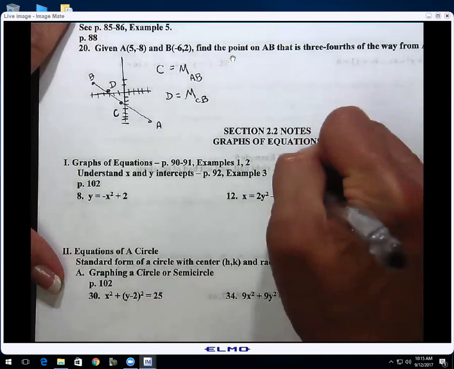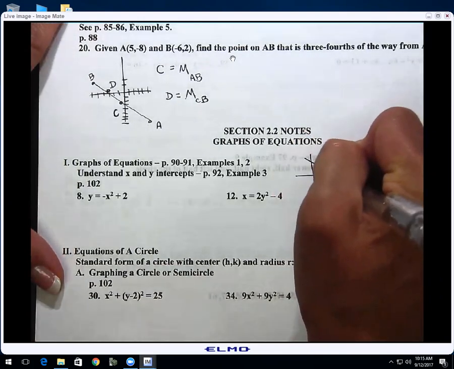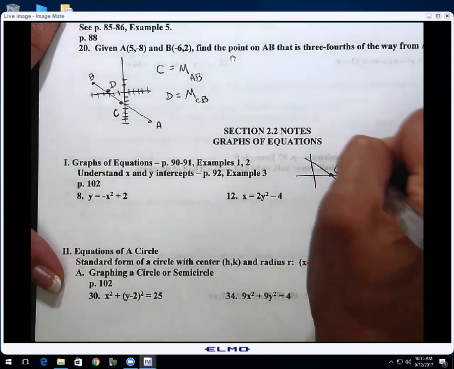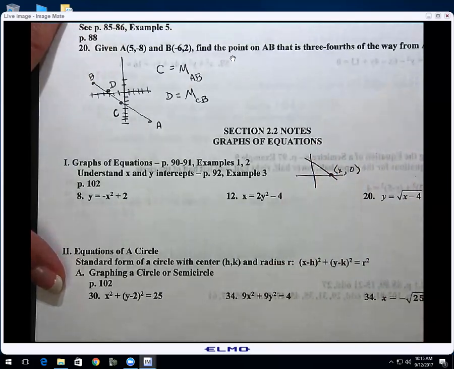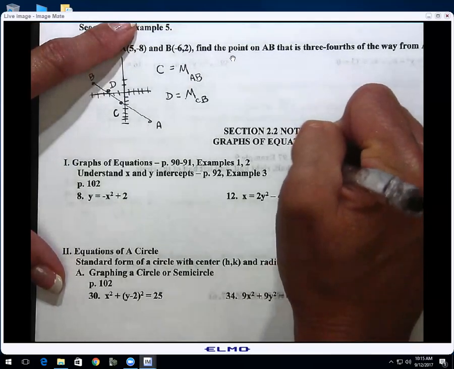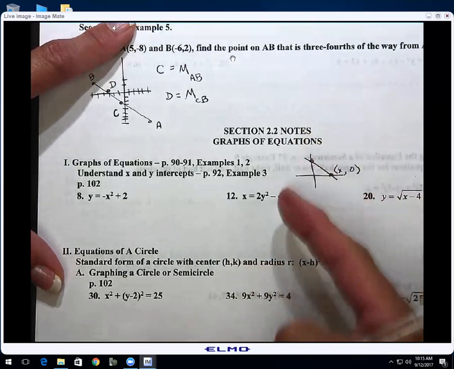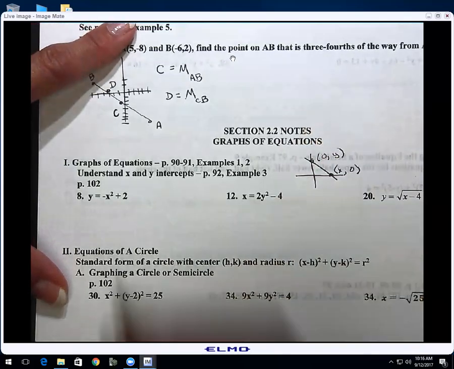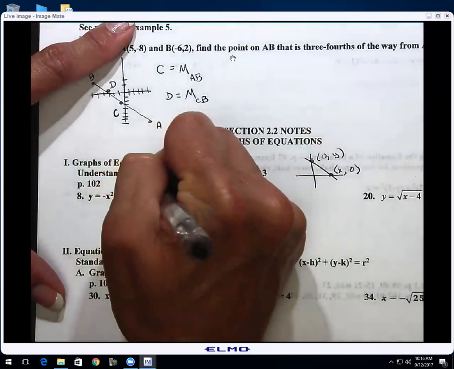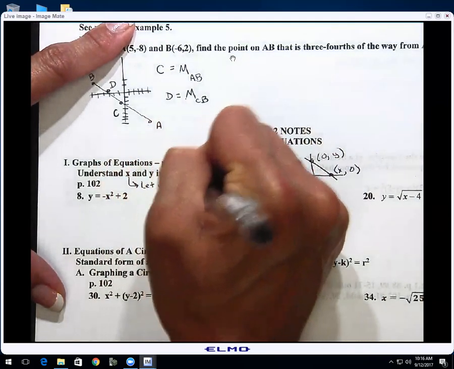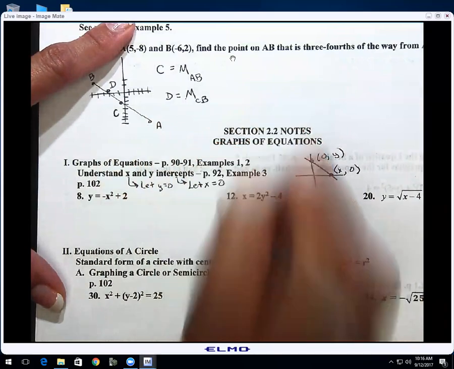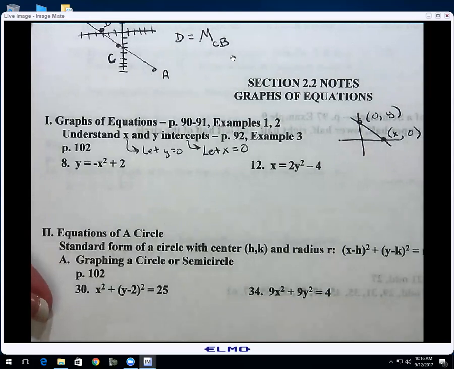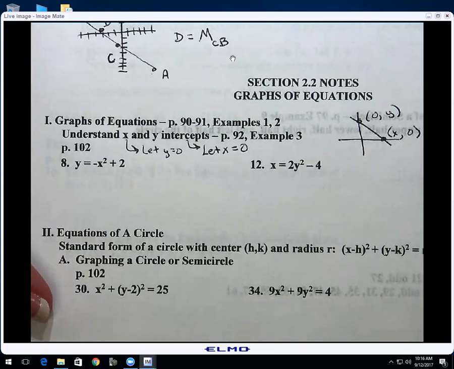The x-intercept is where the graph crosses the x-axis, and if the graph is sitting right on the x-axis, then no matter what x is, y is 0. The y-intercept is where the graph crosses the y-axis, and no matter where the graph crosses the y-axis, x is 0 at that point. So to find the x-intercept, you let y be 0, and to find the y-intercept, you let x be 0. And that gives you some important information, not all the information you need, but some important information that you can use to graph an equation.